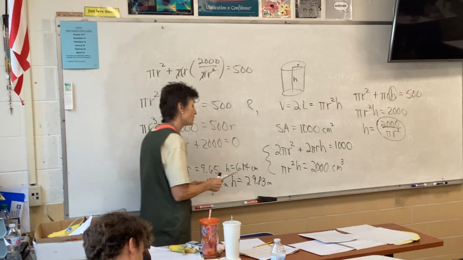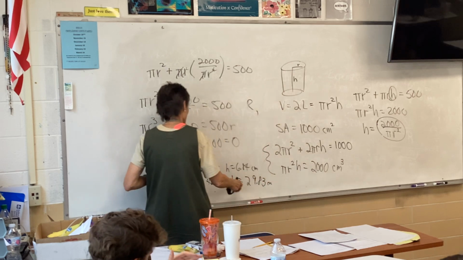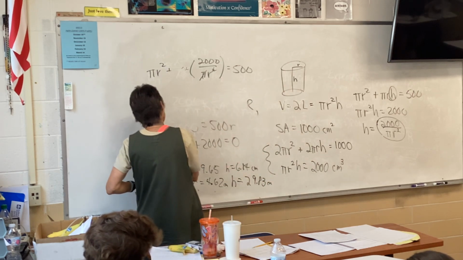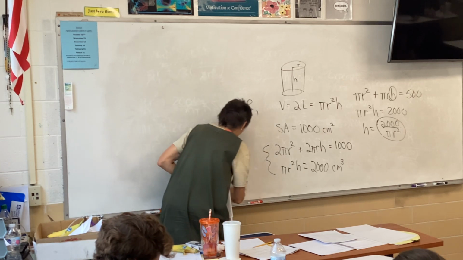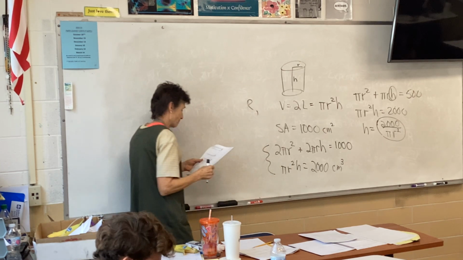When you have a situation where you have two variables, kids, you must find another equation in there. You've got to get more information. You cannot solve it if you've got one equation.